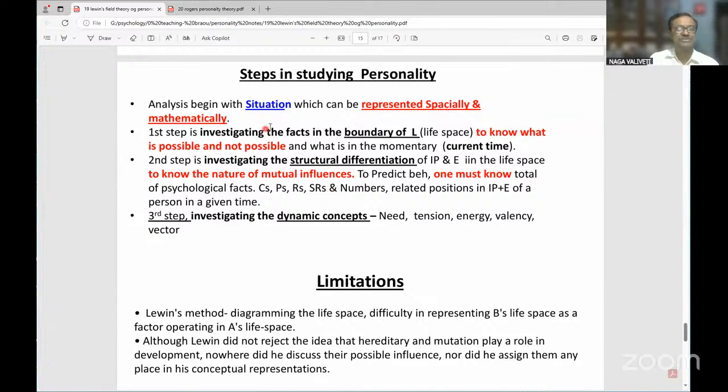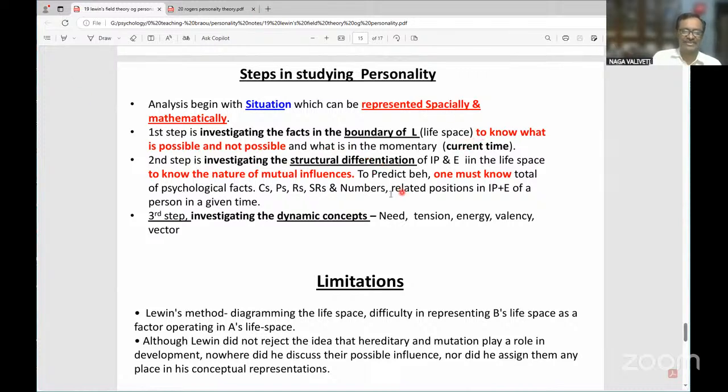So the steps: the situation is mathematically represented, and then there is a boundary. The first step is investigating facts in the boundary of the life space. What is there outside the L? There is E. What is this boundary of E and P? These boundary elements you first have to see, that enable the possibility or non-possible achievement or task fulfillment in the current moment. What is the next step?